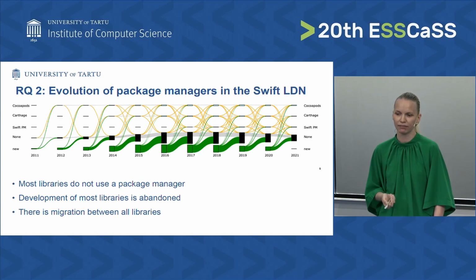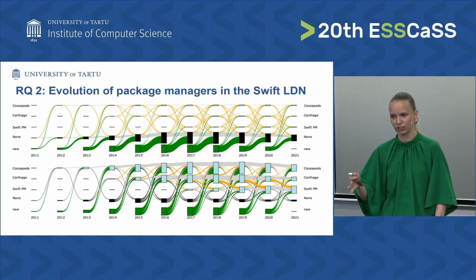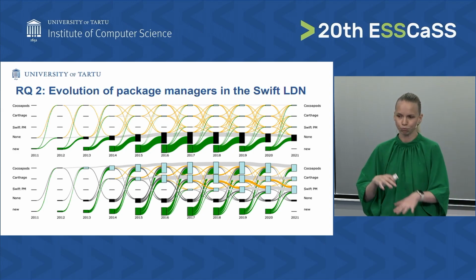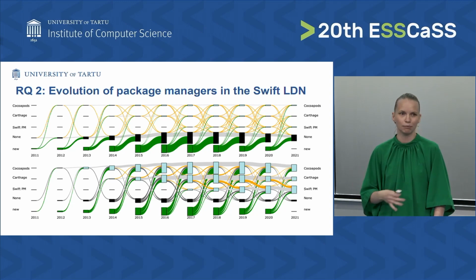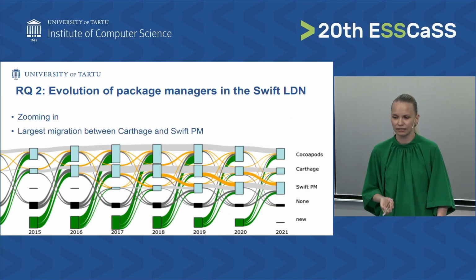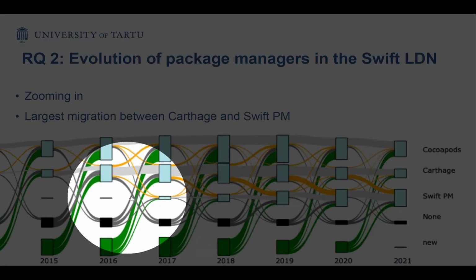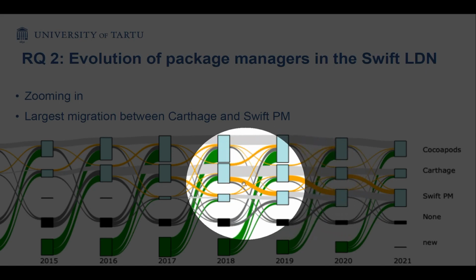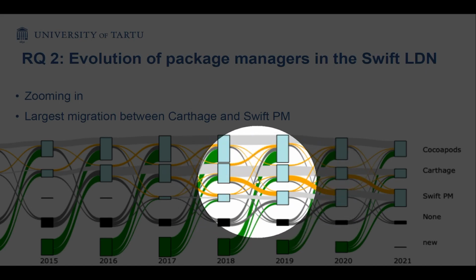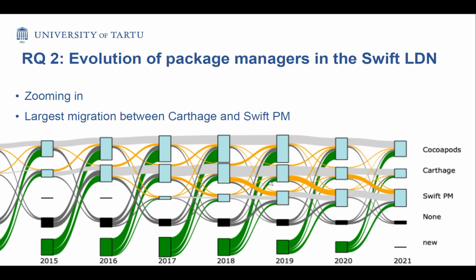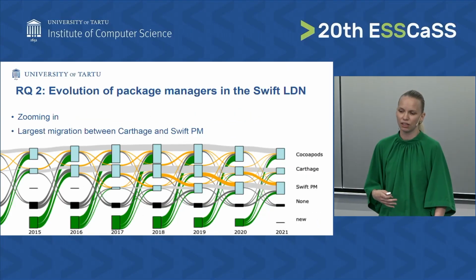And we also see that there is migration between all of the package managers. To see that better, I zoomed the picture in a little bit, discarding all the libraries that are not participating in the migration. And we see that there is quite a big migration from Carthage to SwiftPM, which could be because the package managers are fairly similar, as they don't have a central repository. They are both quite lightweight. And since SwiftPM is easier to use and the official one, it could be that developers decide to move to the new official package manager.